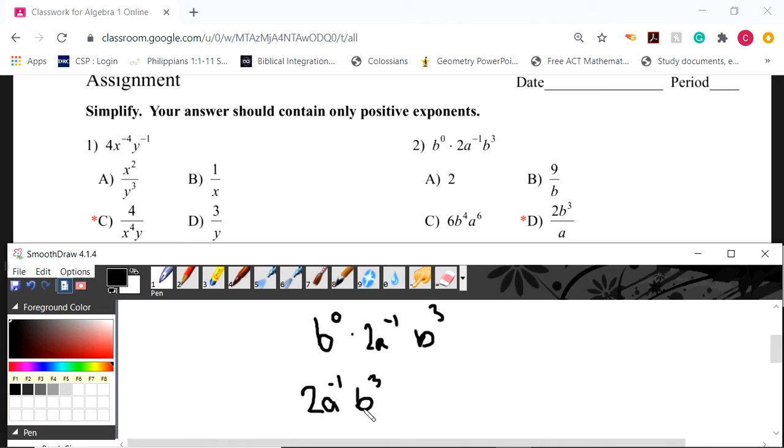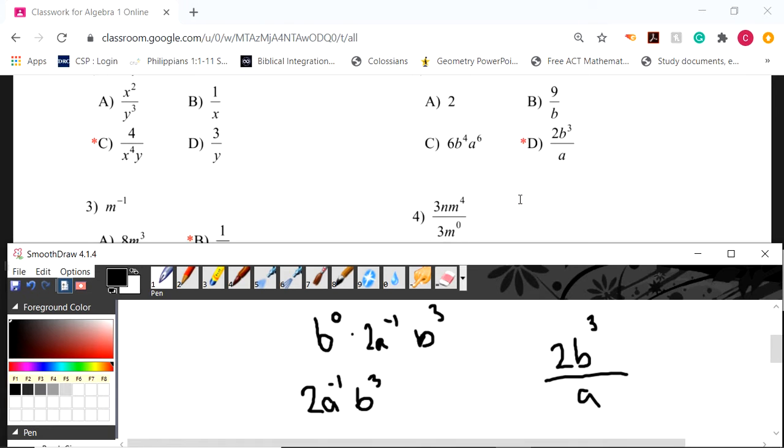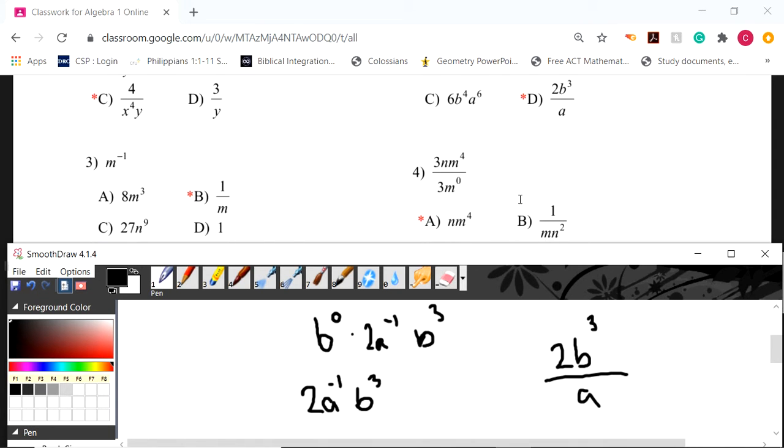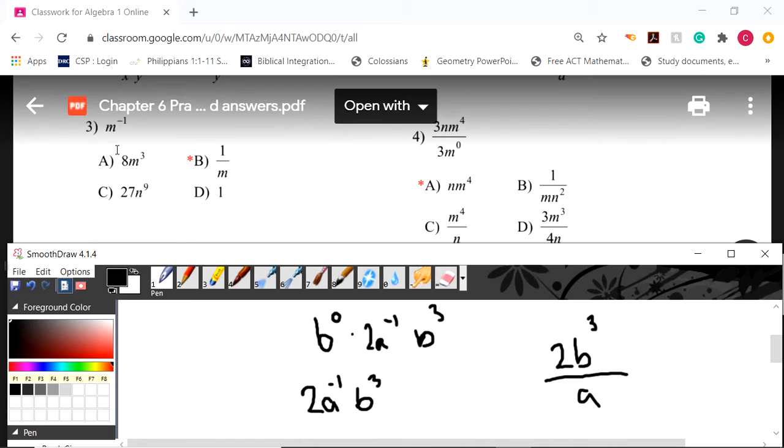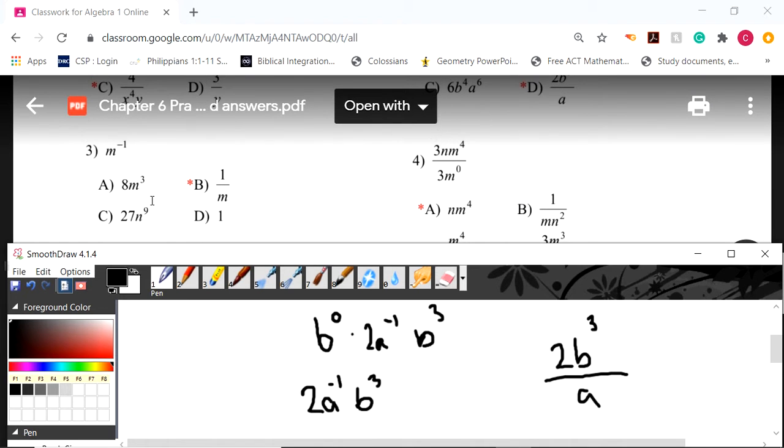And now we got to rewrite it just like we did number 1 with the negative exponents to the bottom. So the 2 stays to the top, the b to the 3rd stays to the top, and then the a to the 1 moves to the bottom. And that's how you deal with that. Also remember, b to the 0 is always just 1. So number 3 I'm not going to write down because it's simple. We're going to rewrite that with positive exponents. There's only 1 negative, so it's going to come to the bottom. So it's going to be 1 over m.